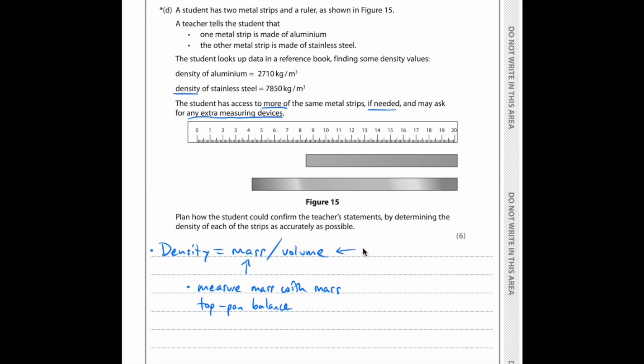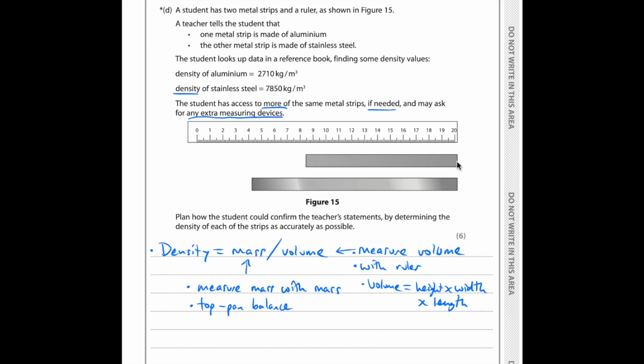Now we need to measure the volume. With what? Well, they're just uniform shapes, so we could use the ruler to measure the height times the width times the depth. The volume is going to equal height times width times depth, or length, whatever.